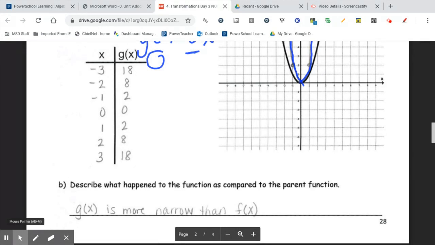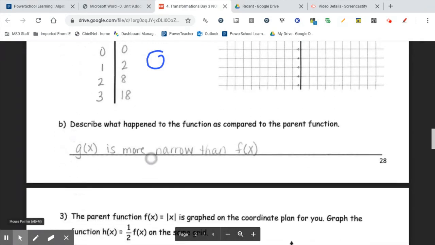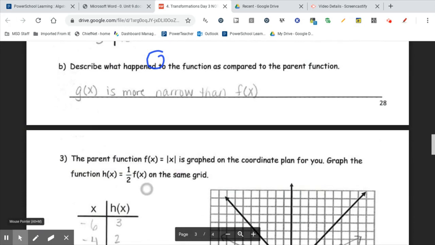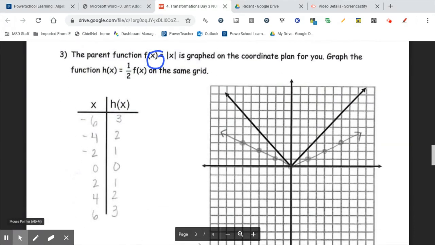So hopefully you're starting to think, okay, well, what happens if the number is less than 1, meaning like a fraction, like we have right here. I thought I was erasing. Okay. So hopefully you kind of guessed if it's less than 1, then it's going to get wider.